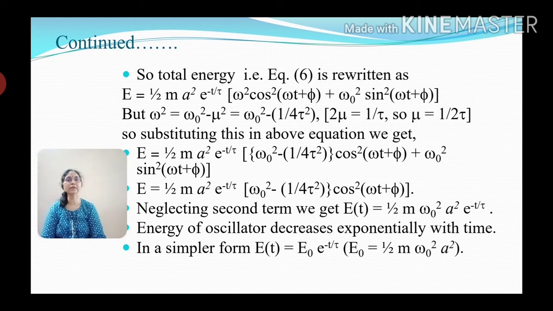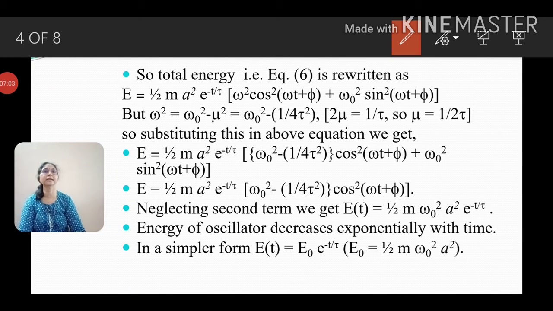Now, omega square is given as omega 0 square minus mu square, which is equal to omega 0 square minus 1 upon 4 tau square. What is mu? 2 mu is equal to 1 upon tau. So, mu is equal to 1 upon twice tau, and mu square is 1 upon 4 tau square. Therefore, we write the energy again by replacing omega square with omega 0 square minus 1 upon 4 tau square. Clear?